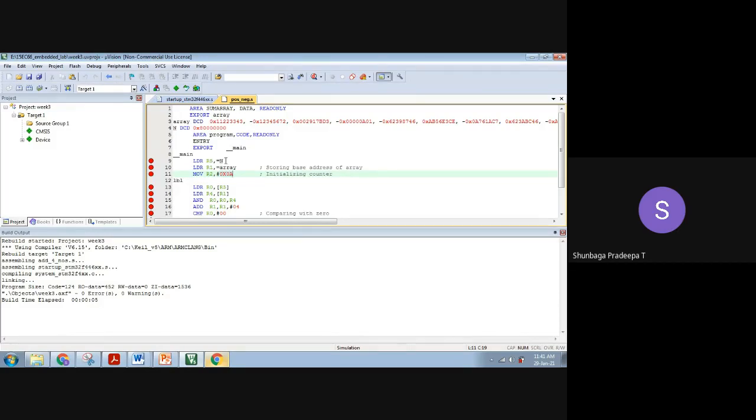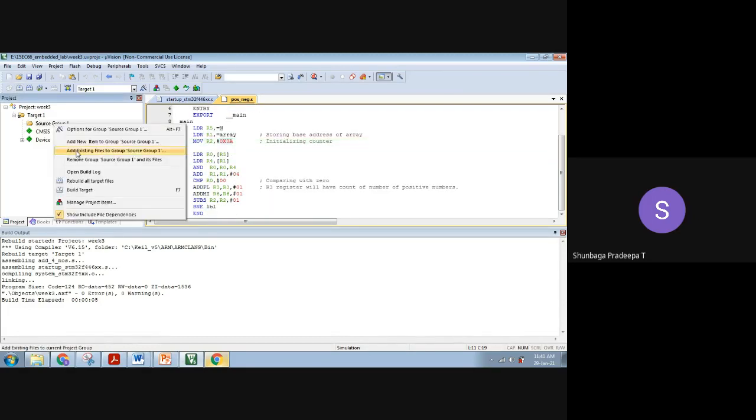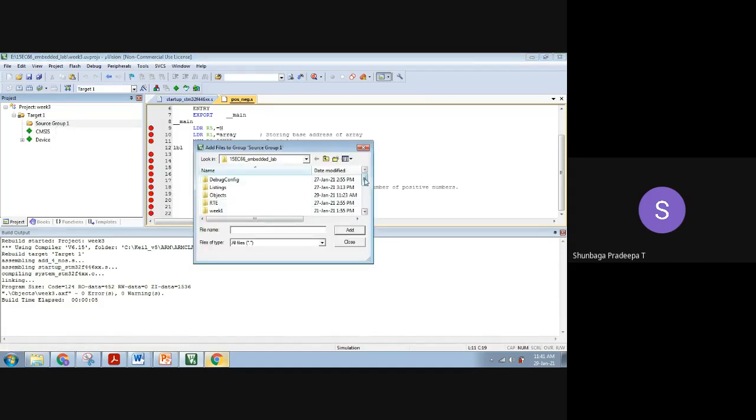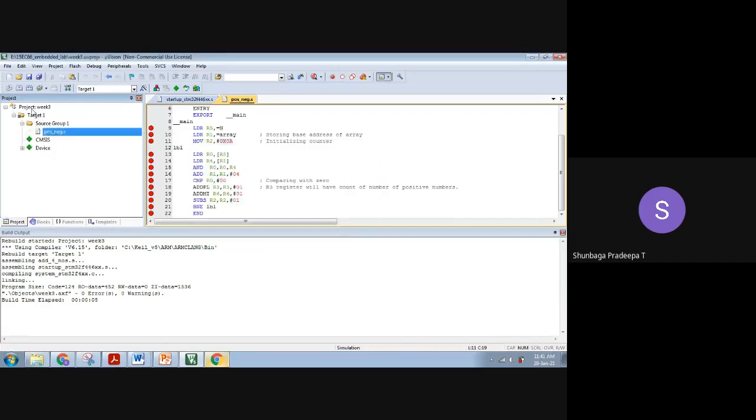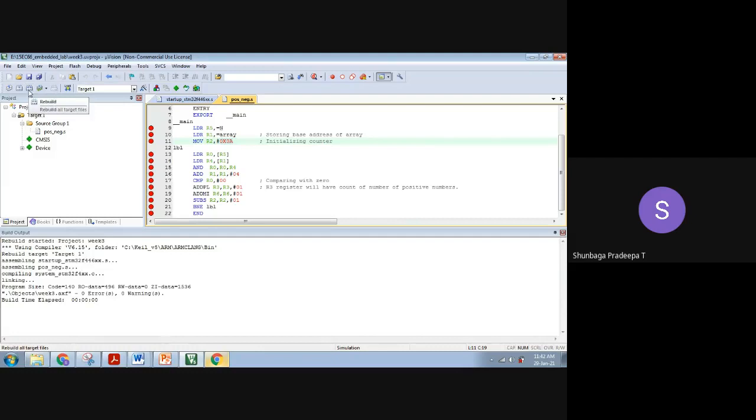In the main, we have loaded R5 with the array base address. R2 is loaded with 10. So we have to add the file into the project. So I add it. Next I will compile it, and I move on to the debug mode.